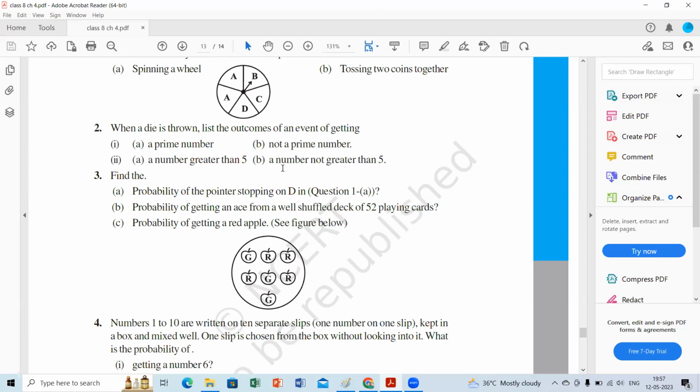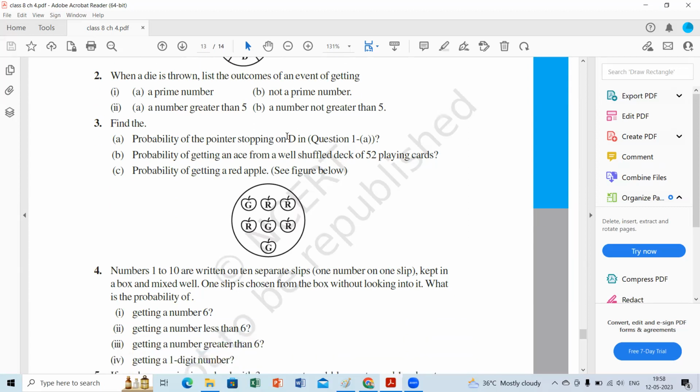A number not greater than 5. The numbers are 1, 2, 3, 4, 5. It is 4 out of 6. Right, that is 2 by 3.